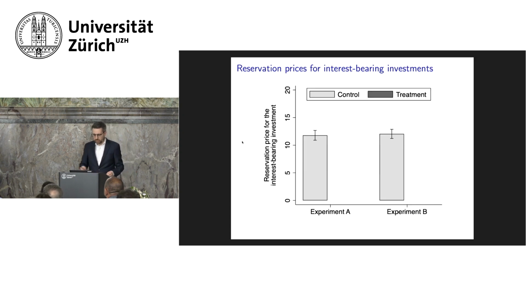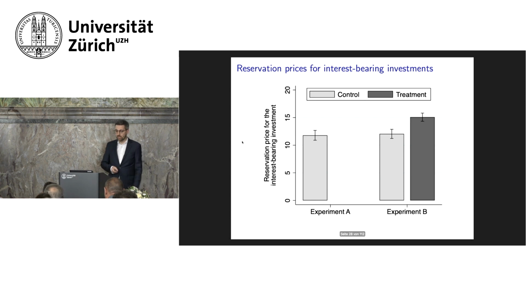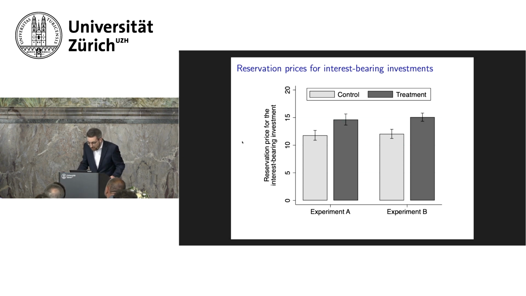Well, what happens in the experiment? For this investment, people say about $12 today is just as good as the investment, regardless of whether or not we have them practice. No, sorry, that's in the control. The education helps people ostensibly make better decisions. So they now say about $15 today is as good as the investment. And that doesn't depend on whether or not they practice compound interest.